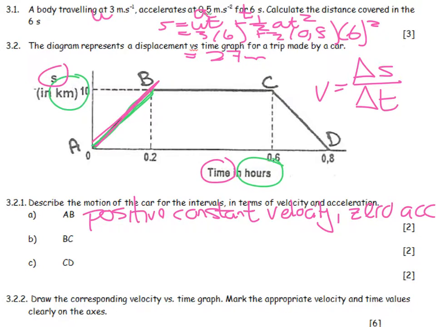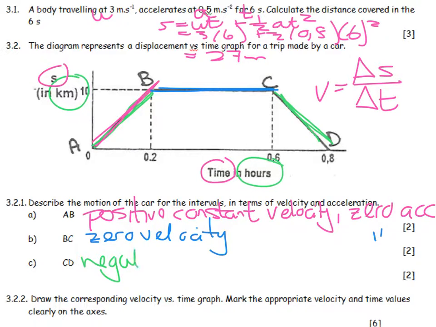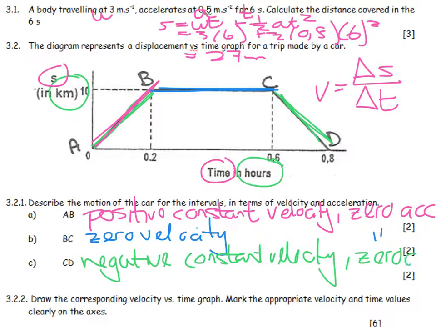Then B to C, there is no change in displacement. In other words, this object actually isn't moving at all. So there is zero velocity, and once again, zero acceleration. And finally, we are coming down here. We have got a negative, but again, it is a constant gradient. So constant velocity. And again, because it's a constant velocity, zero acceleration.